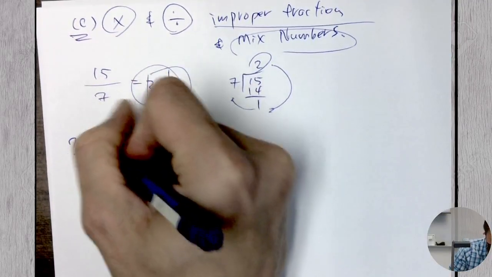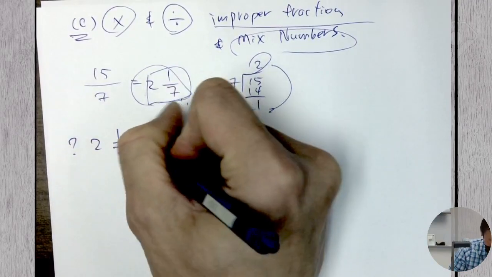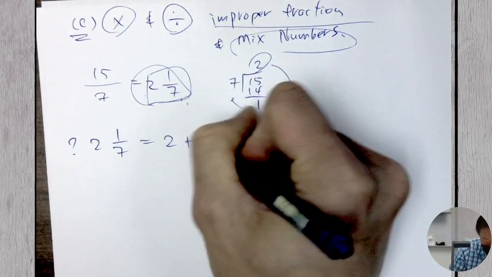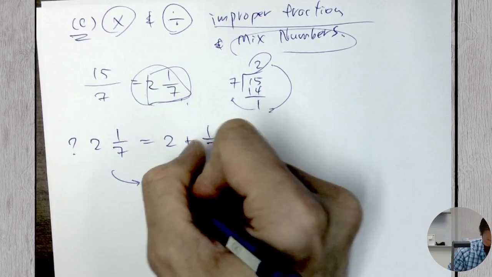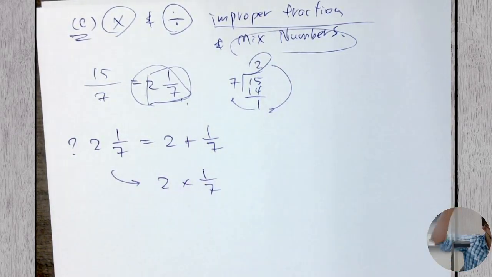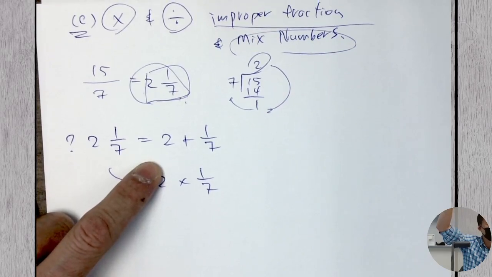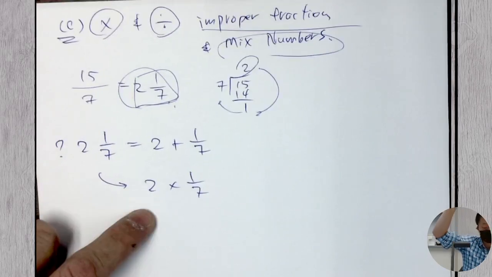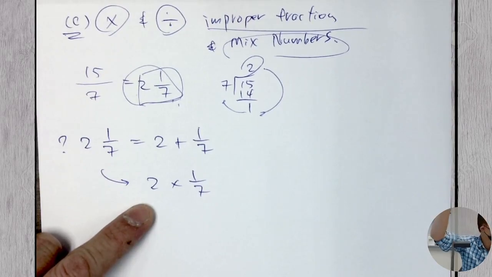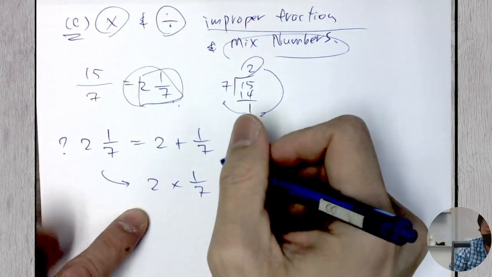Question, okay? Does 2 and 1 over 7 equal 2 plus 1 over 7, or does this equal 2 times 1 over 7? Raise your hand if you go for the first one. Is this 2 plus 1 over 7? Yes. Okay, raise your hand if you think it's 2 times 1 over 7. All right, so it's going to be 2 plus 1 over 7.